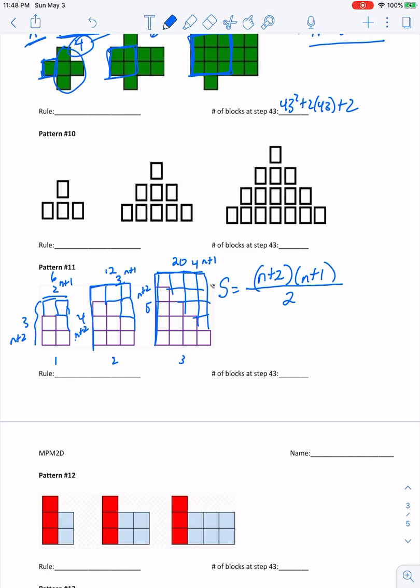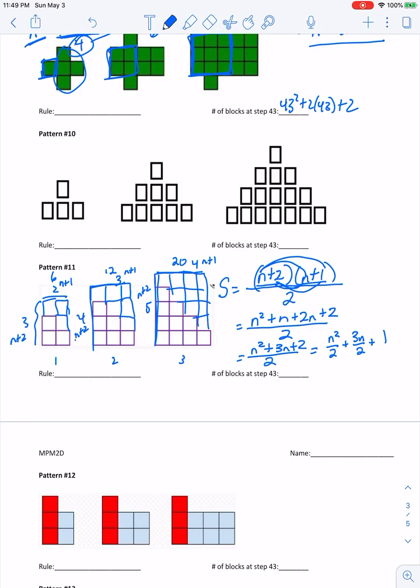So let's expand that out and simplify a little bit. So remember, every term in the first polynomial, which is a binomial in this case, has to be multiplied by every term in the second binomial. So n times n, that is n squared. n times 1 is a 1n. 2 times n is a 2n. And then 2 times 1 is 2. That needs to be divided by 2. That gives us n squared plus 3n plus 2. Each of those gets divided by 2, gives us n squared over 2 plus 3n over 2 plus 2 over 2, which is equal to 1.